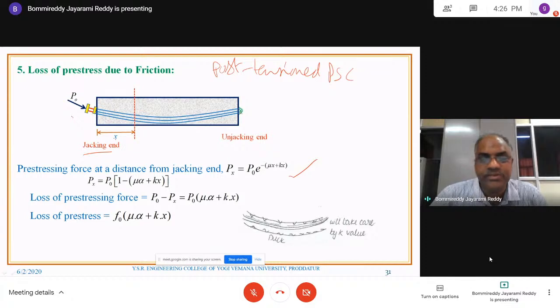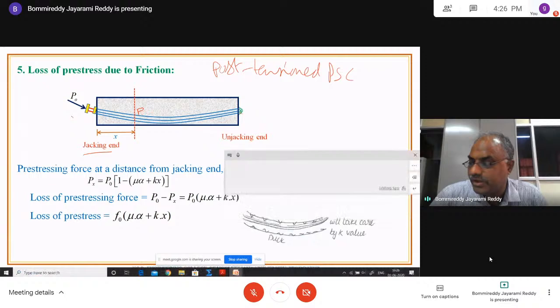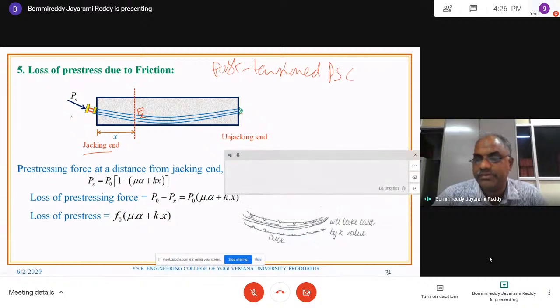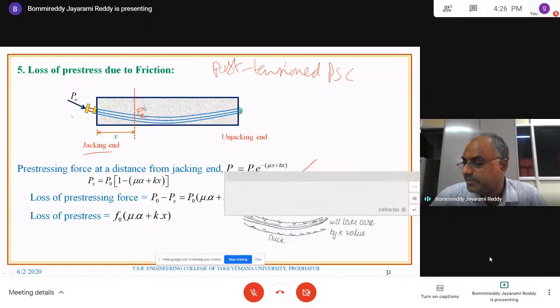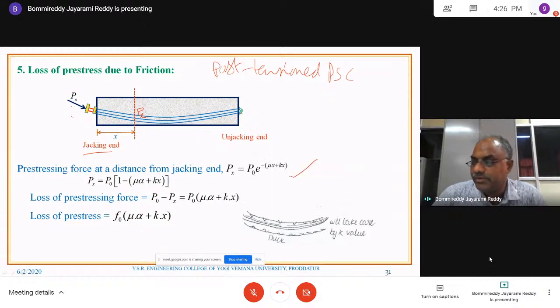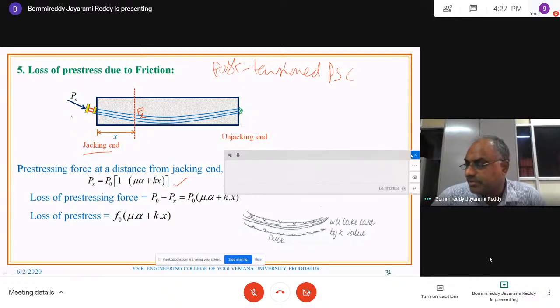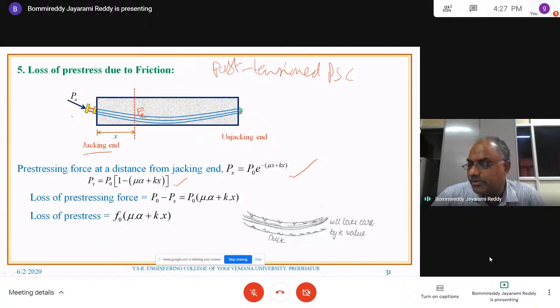And at any distance, say x, the force in the cable is nothing but Px. Force in the pre-stressing cable is Px. So Px and P naught are related by this equation: Px equals P naught into e power minus (mu alpha plus Kx). This is simplified, and this will be the final equation: Px equals P naught into (1 minus mu alpha plus Kx).